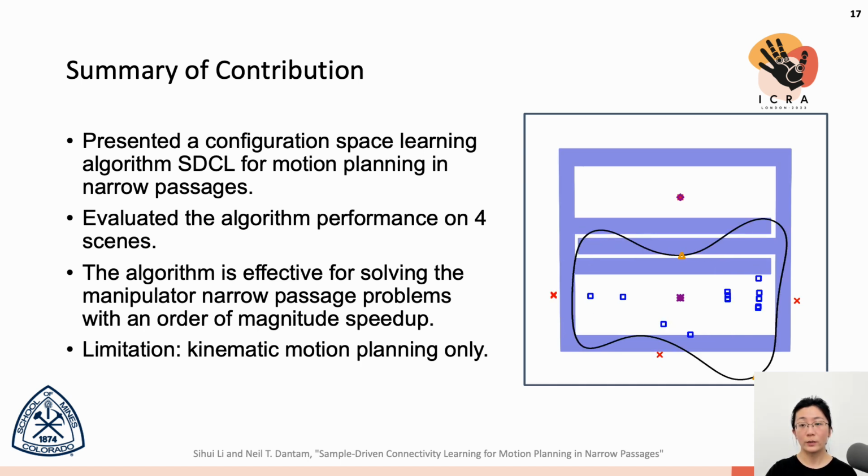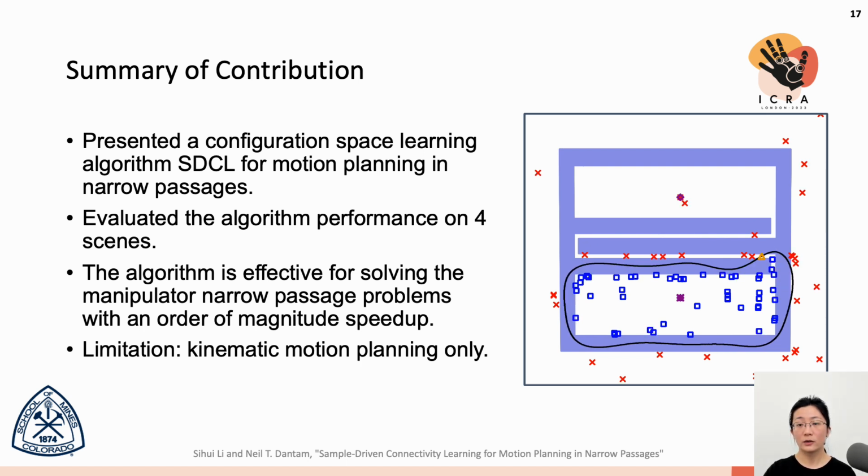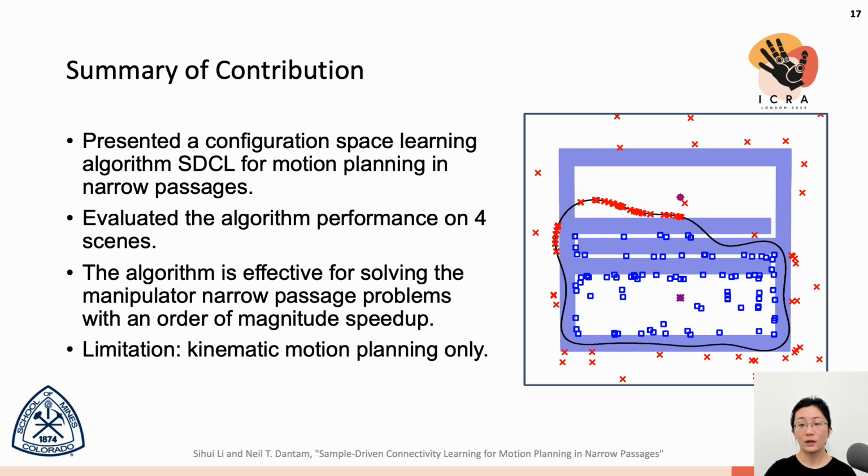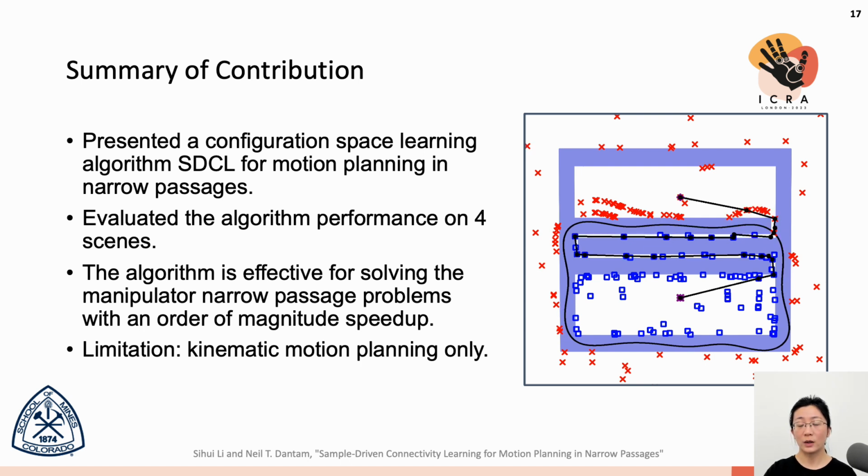To conclude, we presented a configuration space learning algorithm called SDCL. This algorithm couples with PRM to improve motion planning in narrow passages. We evaluated the algorithm performance on 4 scenes, including a 3D free body scene, 2 serial manipulator scenes, and a multi-robot navigation scene. The algorithm is very effective for solving the manipulator narrow passage problems. The biggest limitation of this algorithm is that it currently only applies to kinematic motion planning problems.